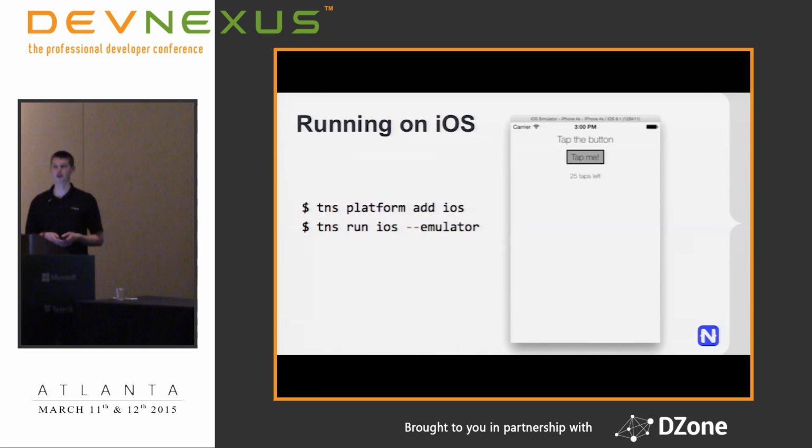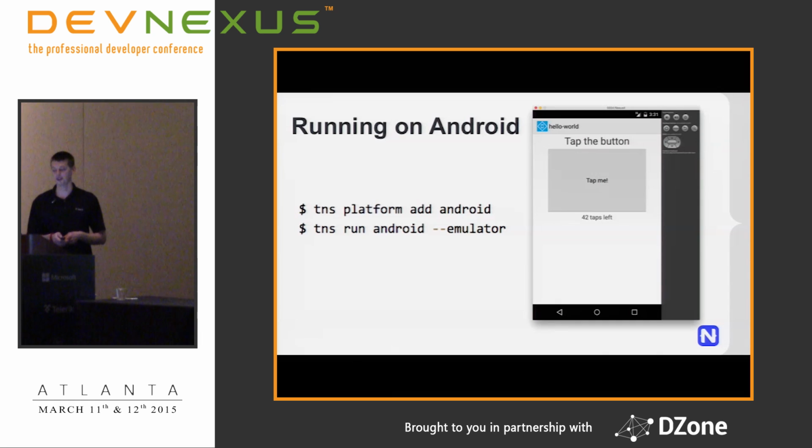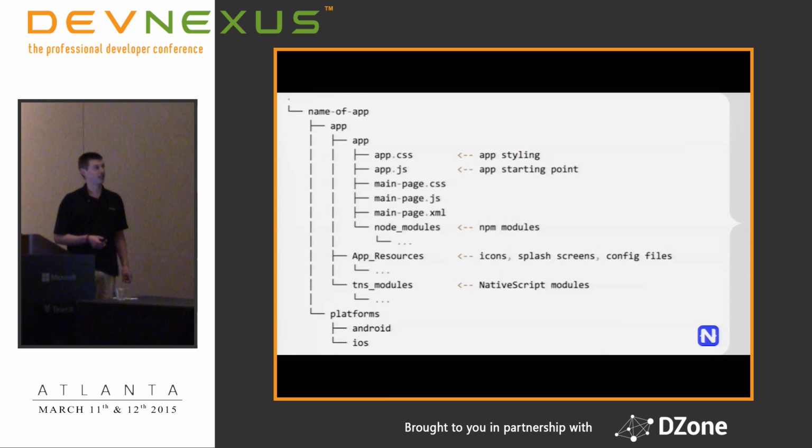You use the TNS run command to actually run your apps. TNS run Android or iOS. You can pass the --emulator flag if you want to run in the iOS simulator or an Android emulator. So there's iOS, there's Android. Your project actually looks a little something like this.